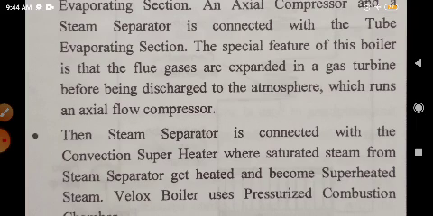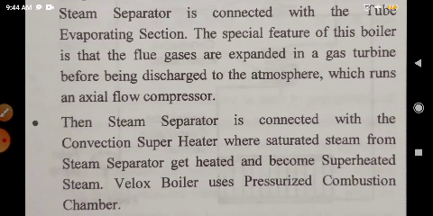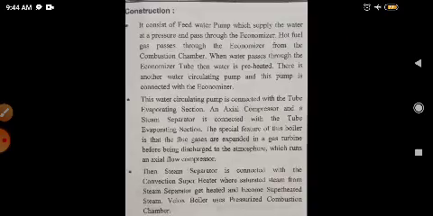The special feature of this boiler is that the flue gases are expanded in a gas turbine before being discharged to the atmosphere, which runs an axial flow compressor. Then the steam separator is connected with the convection superheater, where saturated steam from the steam separator gets heated and becomes superheated steam. Velox boiler uses a pressurized combustion chamber.